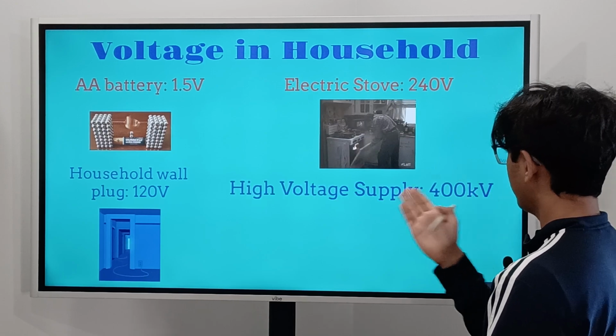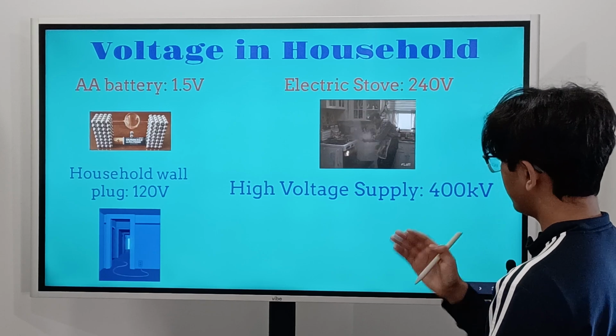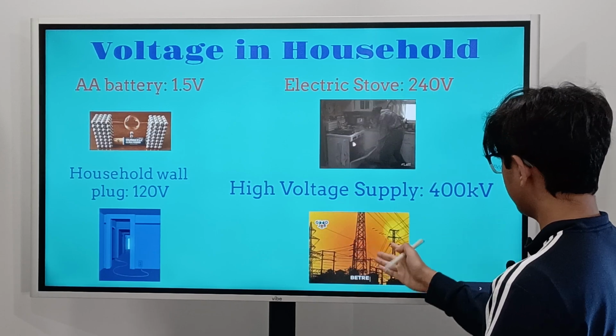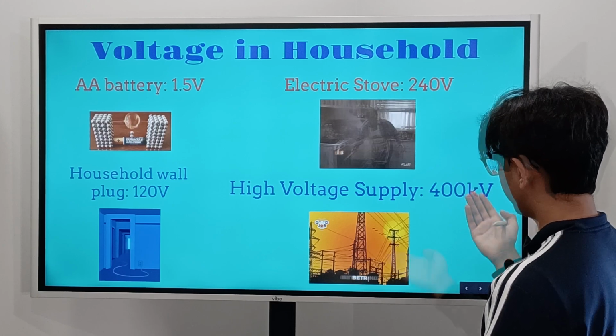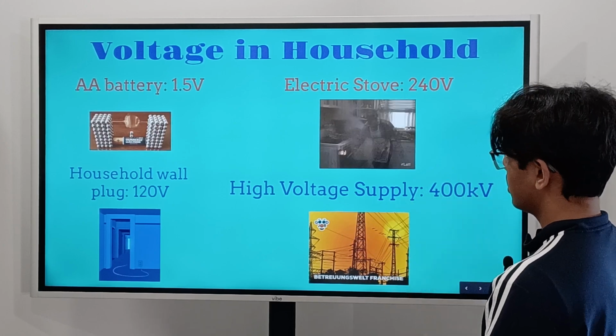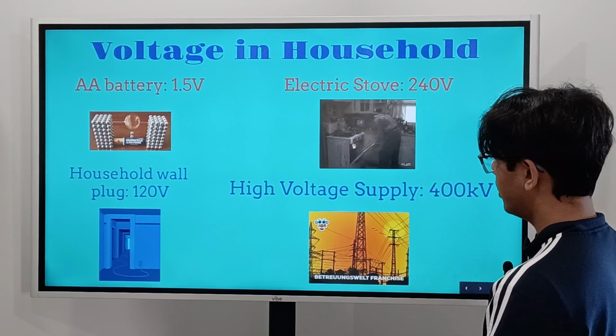And finally, the high voltage supply. You can see, from the ones that are in our house, the ones that fly across like this, these ones supply 400 kilovolts all the time. So you can see that these are some different examples of how voltage appears in our household.